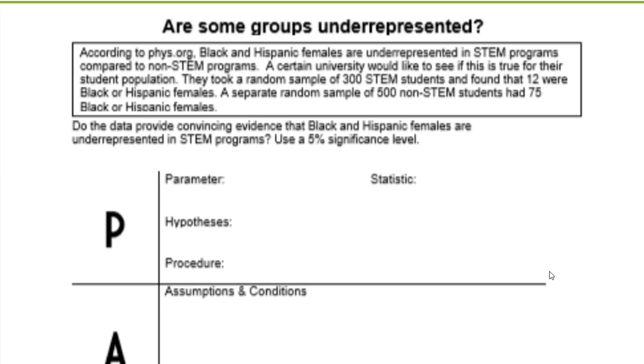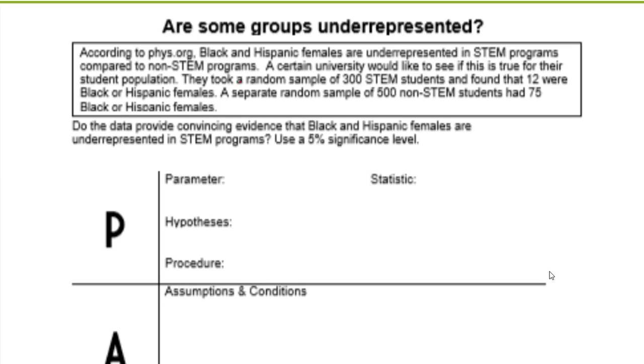But before you get started, I think I should help you out a little bit. According to FIS.org, Black and Hispanic females are underrepresented in STEM programs compared to non-STEM programs. So a university wants to know if that's true for their student population. They take a random sample of 300 STEM students and found that 12 are Black or Hispanic females, and then a separate random sample of 500 non-STEM students and found 75.